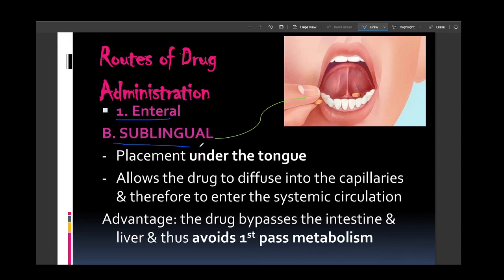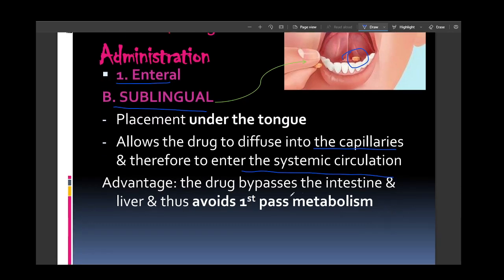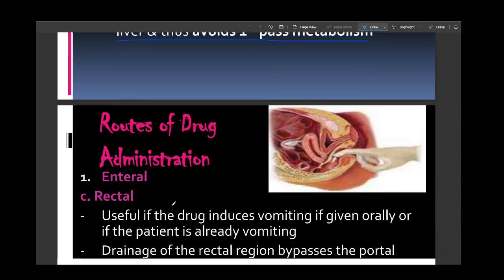The B part is sublingual, underneath the tongue. It can be nitroglycerin or some drugs which lower the BP most of the time. Allows the drug to diffuse into the capillaries and therefore to enter the systemic circulation. Advantages are the drug bypasses the intestine and the liver and thus avoids the first pass metabolism, and it might be in a large amount, not 16%, which comes if the drug goes into the GIT.